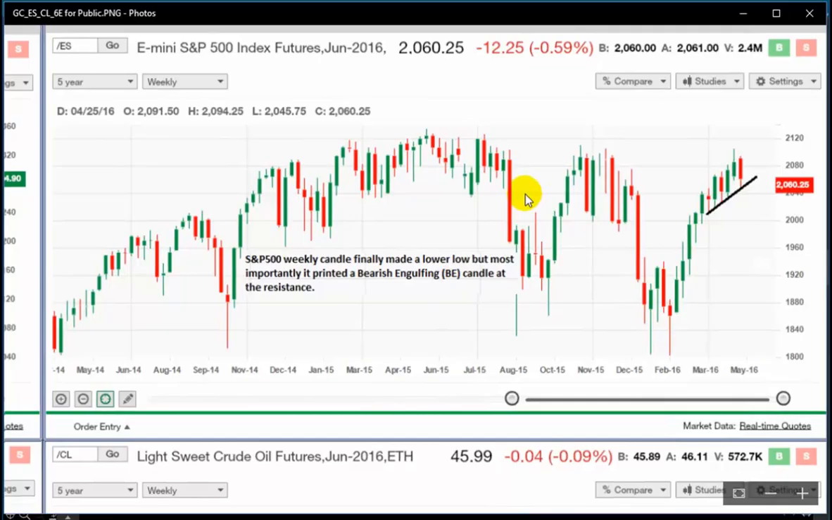We talked about how the S&P weekly candle was finally making a lower low, which was this candle right in here. On top of that, and most important, it was making a bearish engulfing candle at the resistance. If you've been watching my analysis for weeks or days, I said I'm not bearish till I see somewhat of a bearish signal, then I'll say we're going bearish. As you can clearly see, we had a bearish engulfing candle.